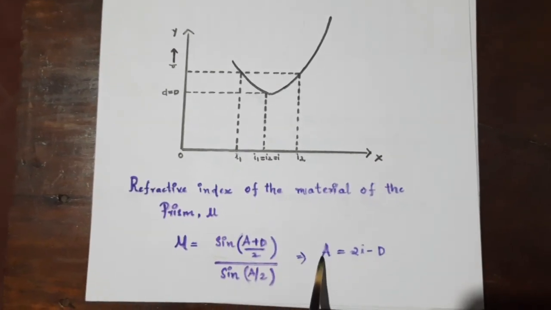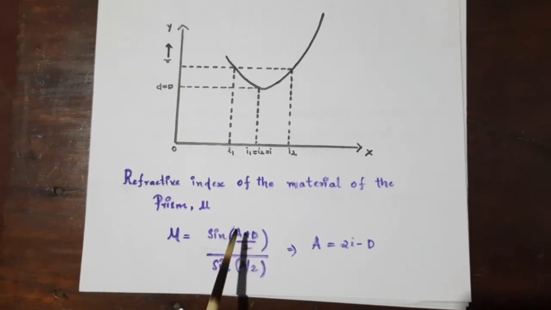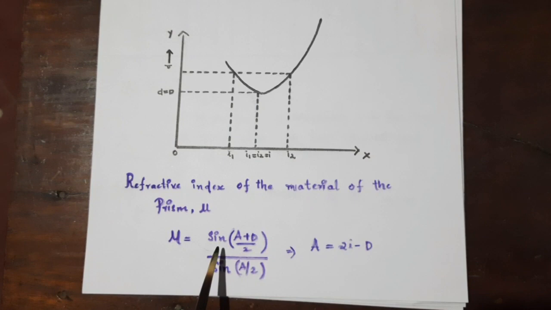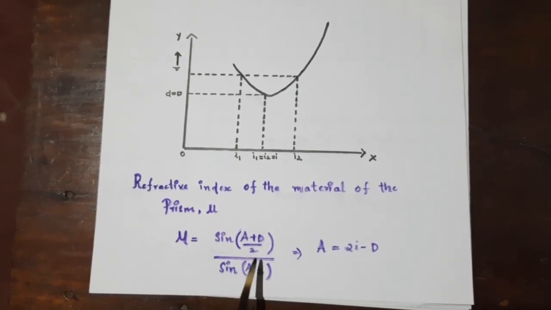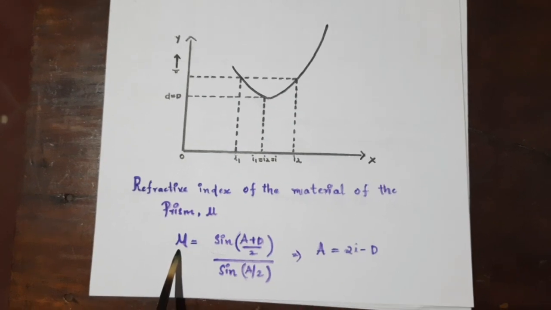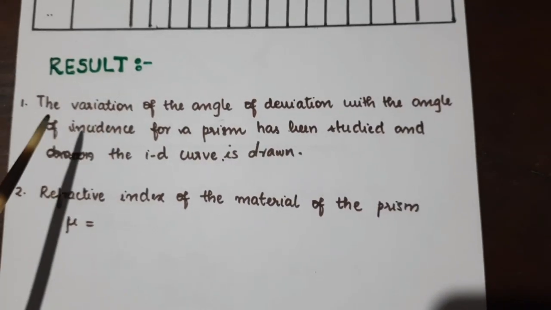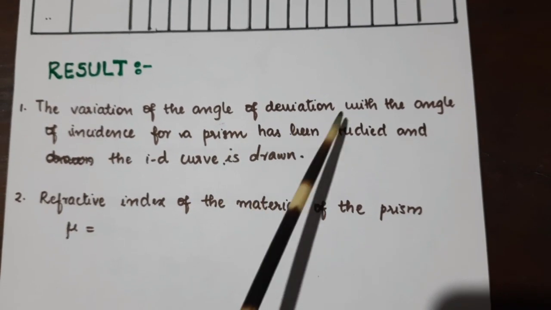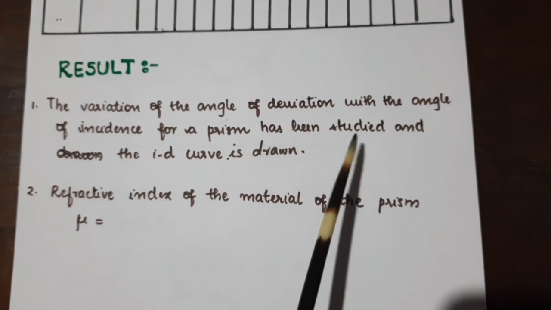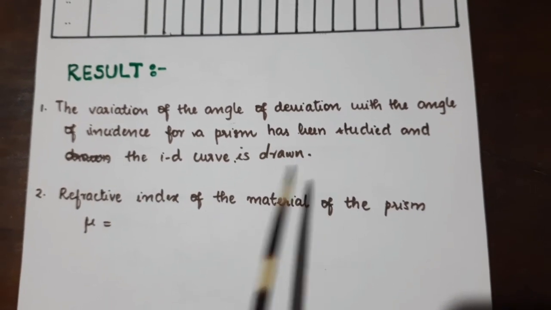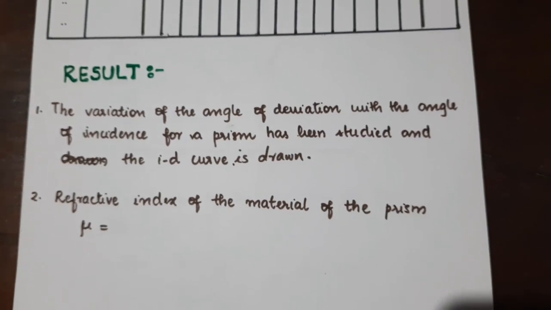Once A is calculated and D is got from this graph, we can substitute it here in sin((A plus D) by 2) by sin(A by 2) so that you can calculate the refractive index of the material of the prism. Now coming to the result: the variation of the angle of deviation with the angle of incidence of a prism has been studied and the i-D curve is drawn. The refractive index of the material of the prism is calculated.